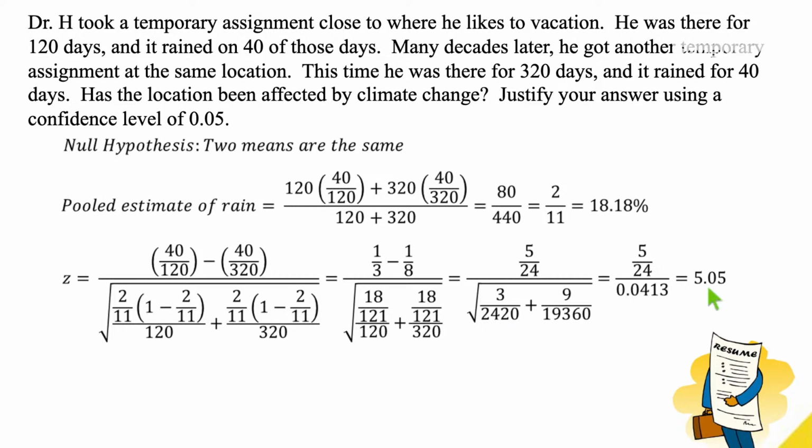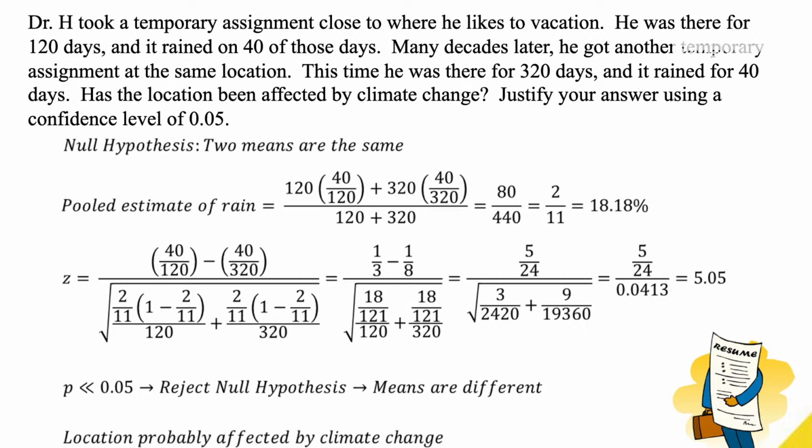So that's your z-score. This z-score means you're 5 standard deviations away. So because your probability is so much less than 0.05, you reject the null hypothesis and you say that the means are statistically different. Okay, so location was probably affected by climate change. That's the conclusion you can say, or at least you can say that something changed. You may not know it may be due to climate change. It may be due to other factors, but something changed. You know the means, at least with a 5% confidence interval, are different.